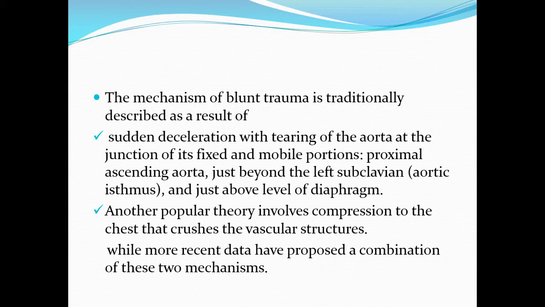The mechanism of blunt trauma is traditionally described as a result of sudden deceleration, resulting in tearing of the aorta at the junction of its fixed and mobile portions. The proximal ascending aorta, just beyond the left subclavian, this is called the aortic isthmus, and just above the level of the diaphragm. These are the junctions between the mobile and fixed parts of the aorta. Another popular theory involves compression of the chest that crushes the vascular structures, while more recent data have proposed a combination of the two mechanisms.